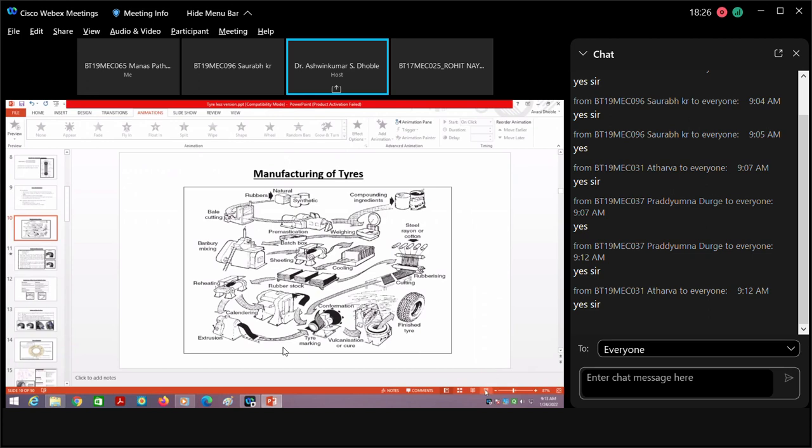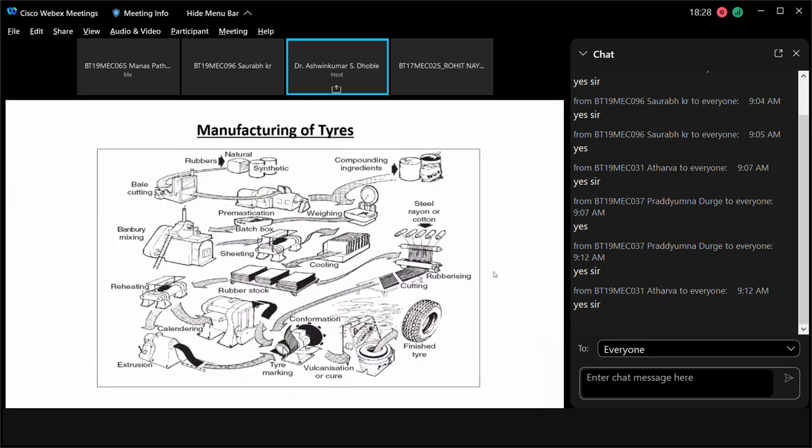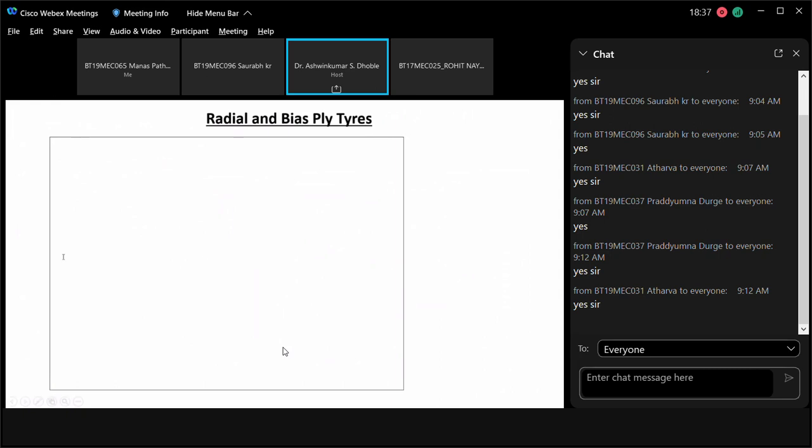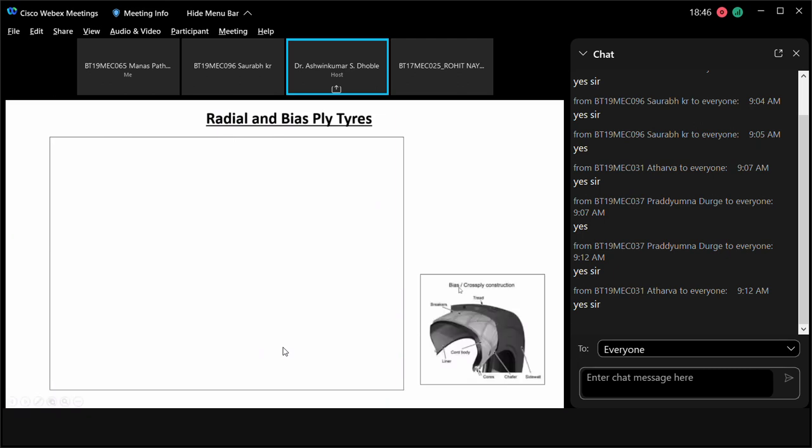So we will go to the presentation again. Now this is the tire manufacturing process. We have seen the complete video. Now the type of the tires which are used, and what is that? The first thing is bias ply or cross ply tire. So these are the tires which were in use earlier, and then there comes the, you can say, radial tire.